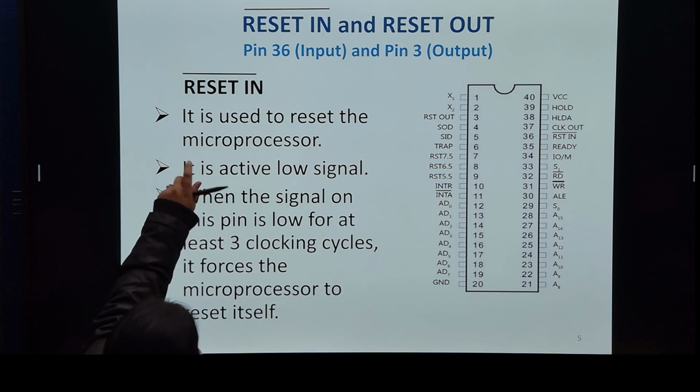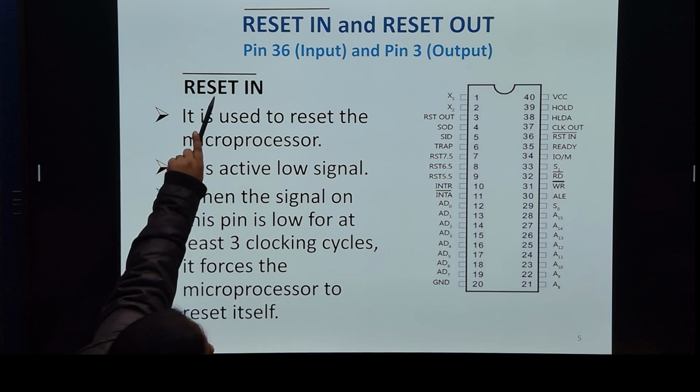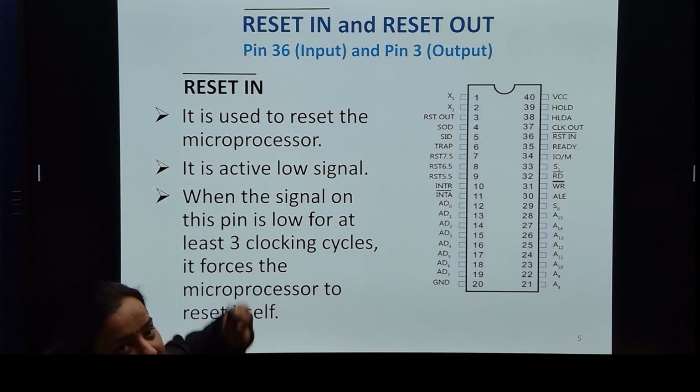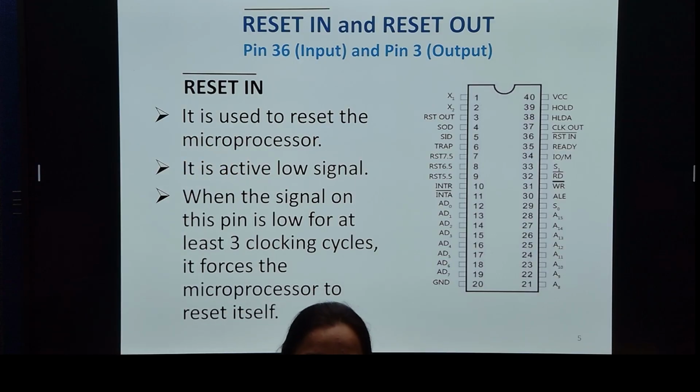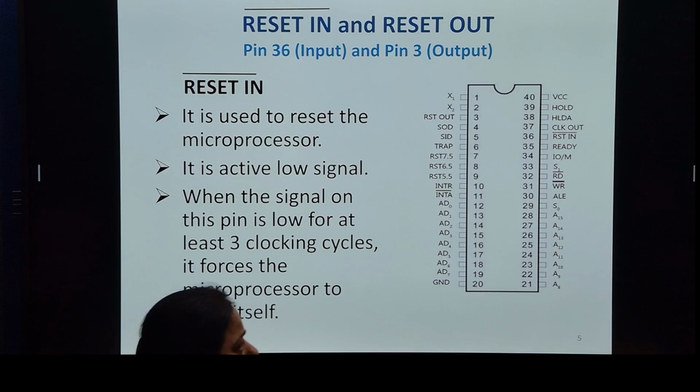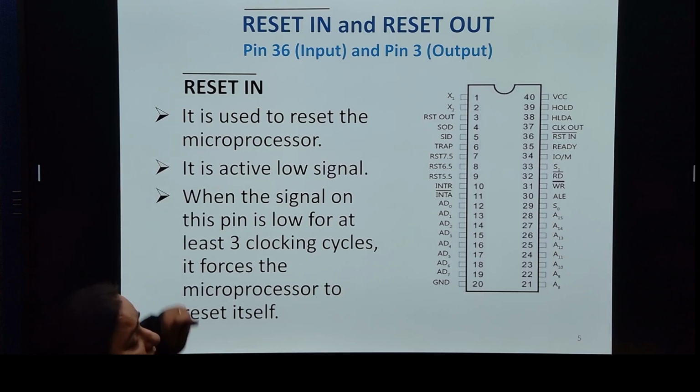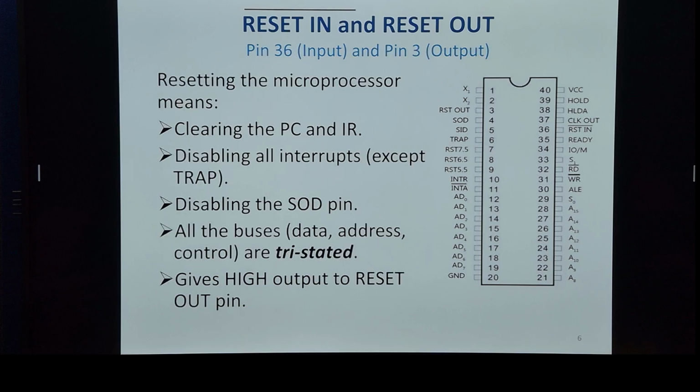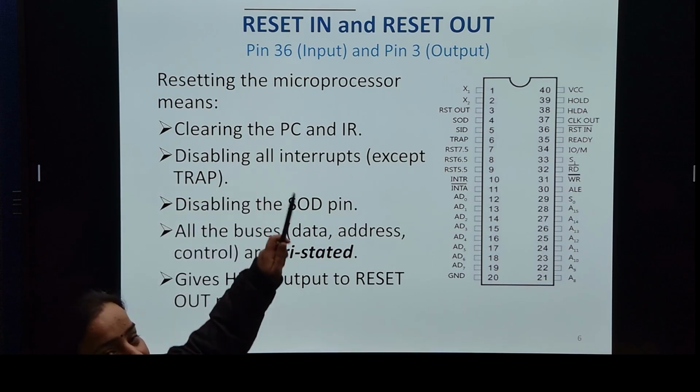Here pin number 36 is reset in. Reset in is an active low signal. Active low signal means whenever we have to activate that signal, we have to provide a zero value. Reset in is used to reset the microprocessor. And if we have to reset the peripheral devices connected to the microprocessor, we use pin number 3, the reset out pin.